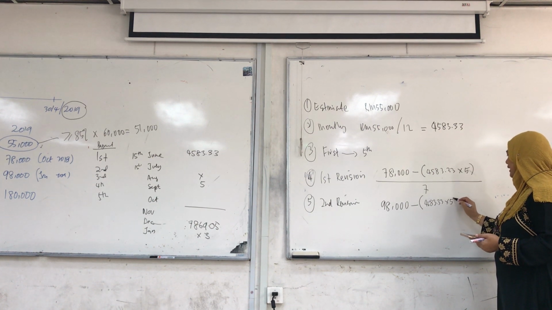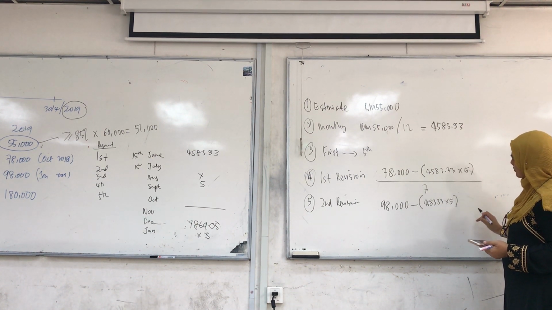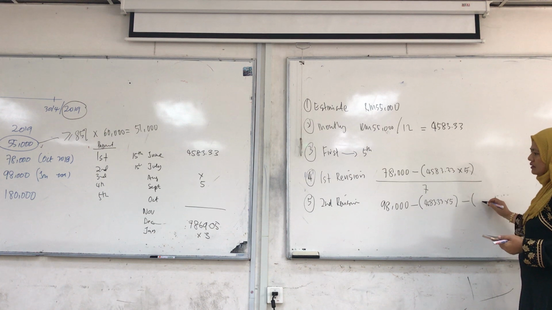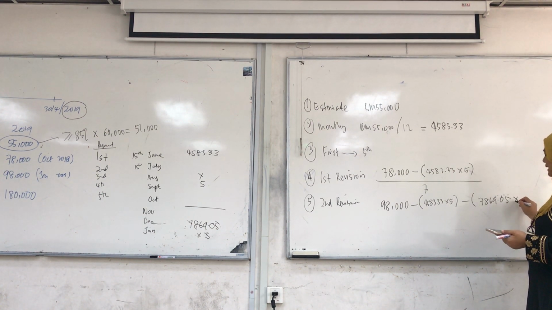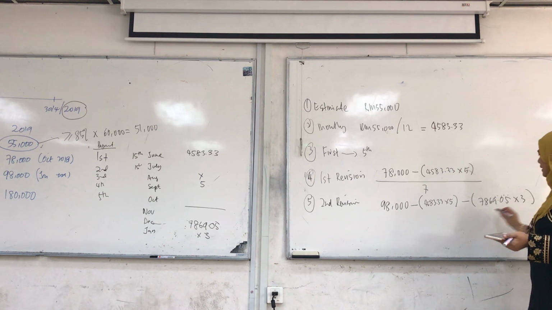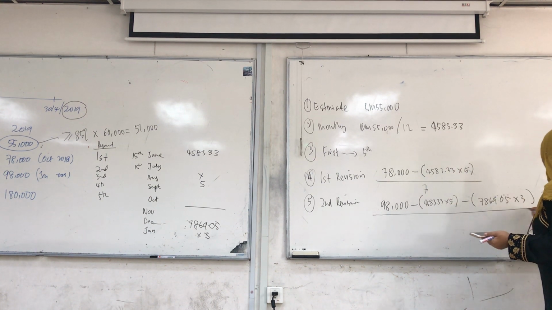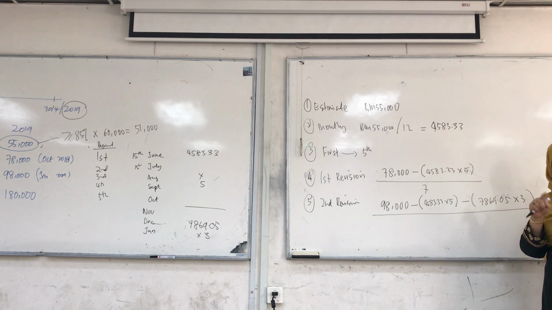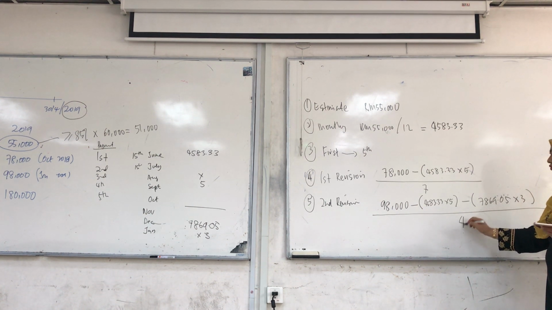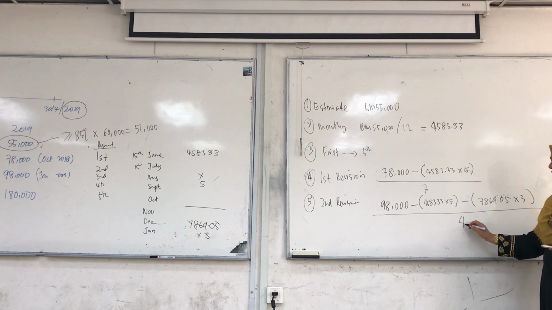4583 times by 5, minus 7869.05 times how many months? 3 months only. How many months balance do you have to pay? 3 plus 5 is 8. So remaining 4 months. Okay?